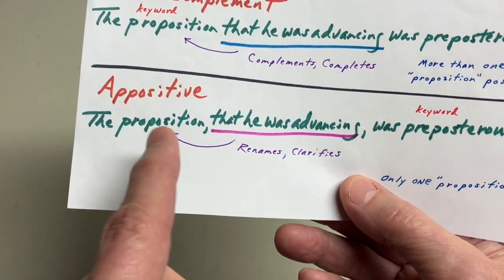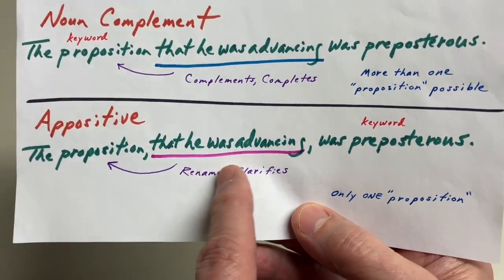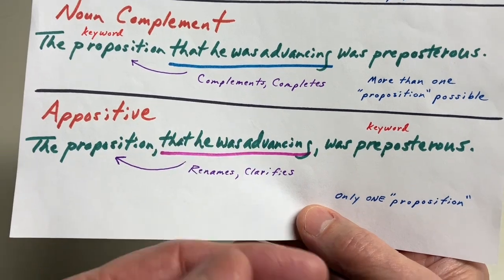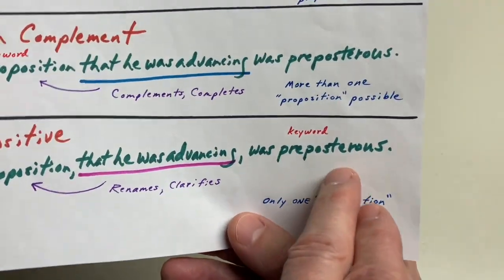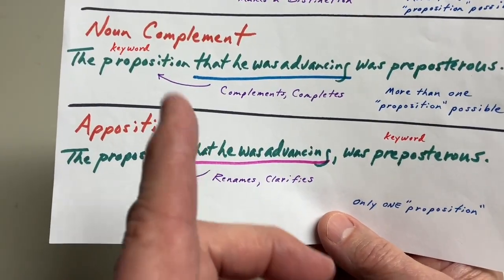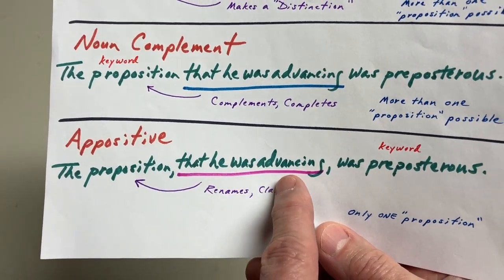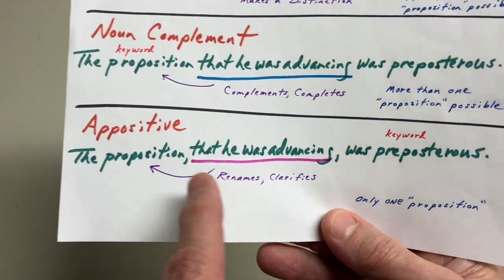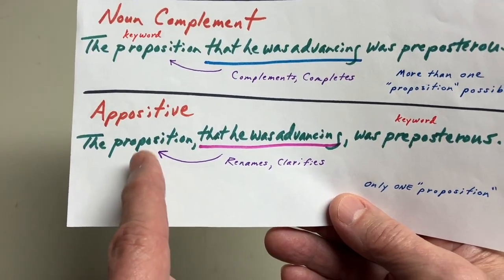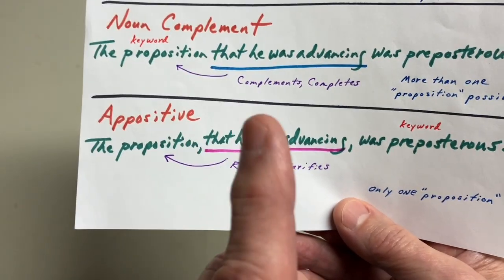There are no others. The proposition, that he was advancing, in other words, being promoted or getting a raise, was just ridiculous. They said that guy's a crappy guy. Why is he being advanced? Why is he being promoted? It's preposterous. So you see, we're talking about only one proposition, one thing.